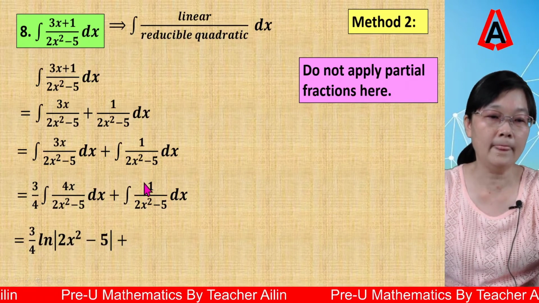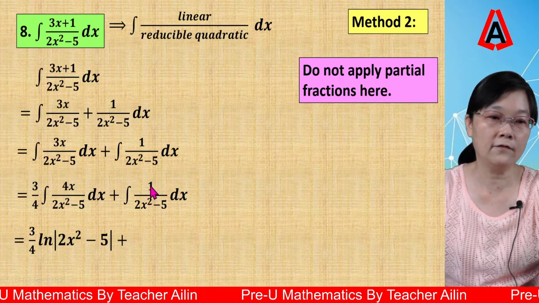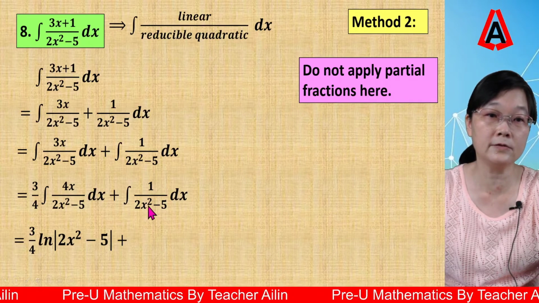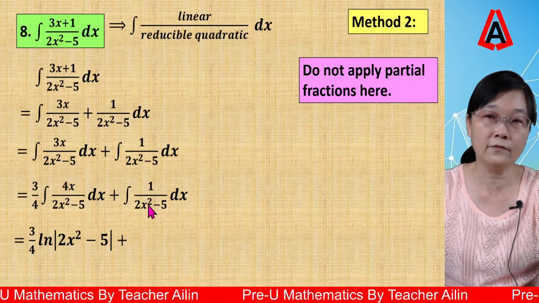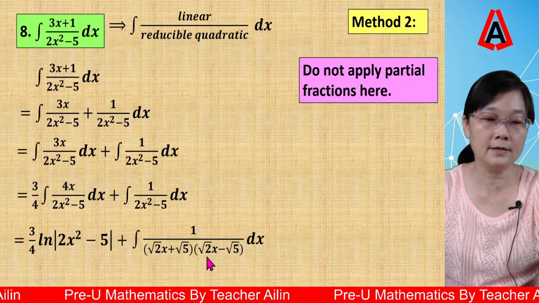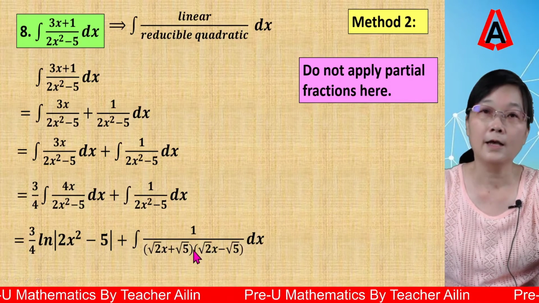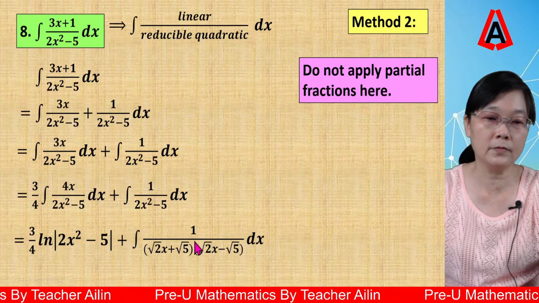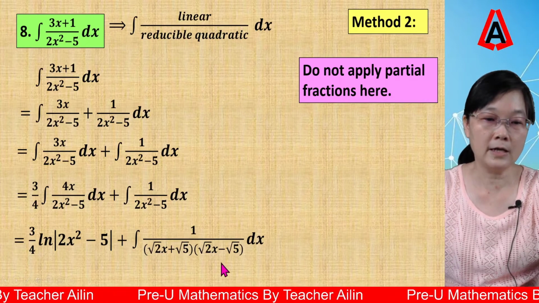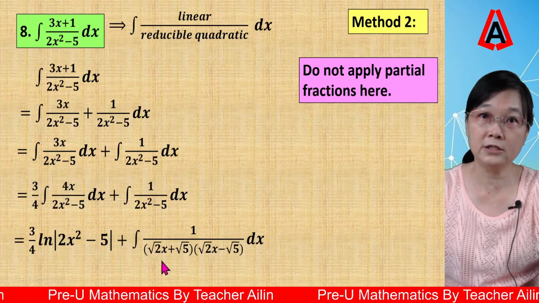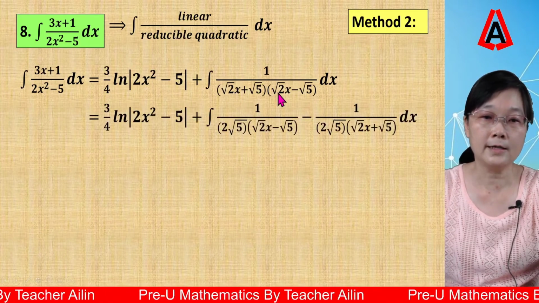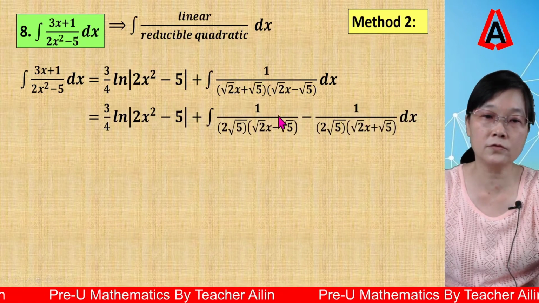Now for this one, this is the rational function in the form where the numerator is a constant and the denominator is a reducible quadratic, where I'm able to factorize the denominator. So after factorize, I find that I get this one. For this one, I can continue using partial fraction because the numerator is a constant even though these numbers are not in integer. So when I continue by using partial fraction, I can separate this rational function into 2.